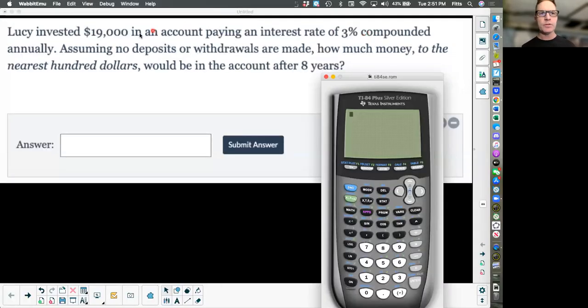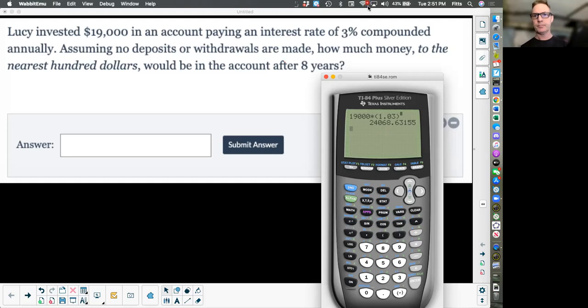Okay, so Lucy invested 19,000. Here's my graphing calculator. 19,000 times 1.03. I'm going to talk kind of fast, so this video isn't super long. You don't even really need to use the parentheses there. And I'm going to raise that to the power of how many years? 8 years. Okay. Enter. 24,068.63. And I need to round that to the nearest $100. So it's just going to be 24,100.